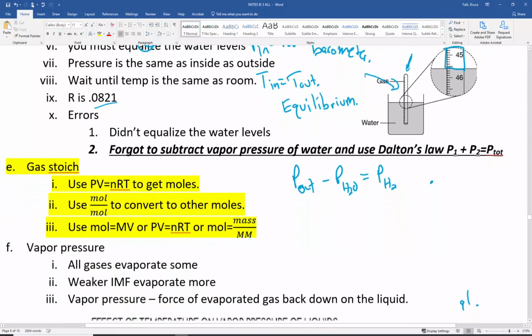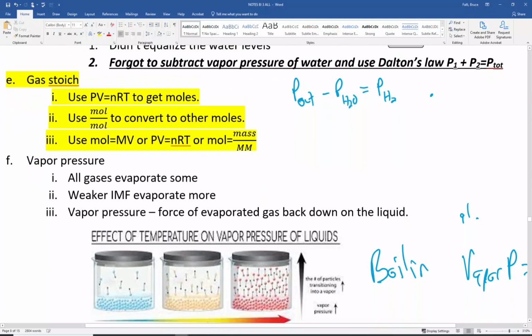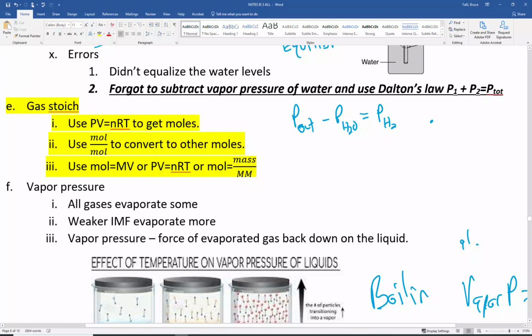All right. And there's the stoichiometry part for it. So we will do some gas stoich where sometimes we have to use PV equals nRT to get moles of gas. We use moles over moles to convert to other moles. If we're doing stoichiometry stuff, we're starting with A and going to B. And moles equals molarity times volume, right? So molarity is concentration, right? PV equals nRT, but we need to be able to find moles in these three ways.